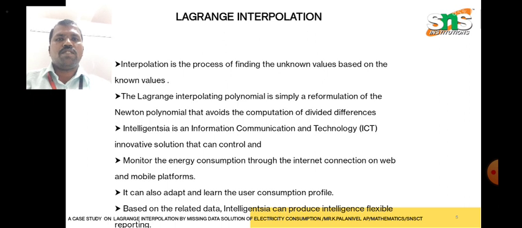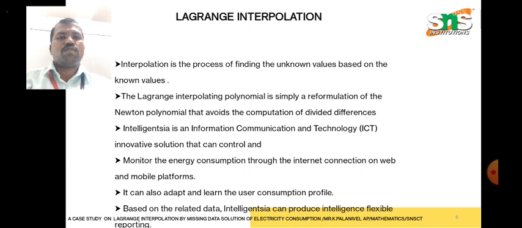Lagrange interpolation. Interpolation is the process of finding the unknown values based on the known values. The Lagrange interpolating polynomial is simply a reformulation of the Newton polynomial that avoids the computation of divided differences.